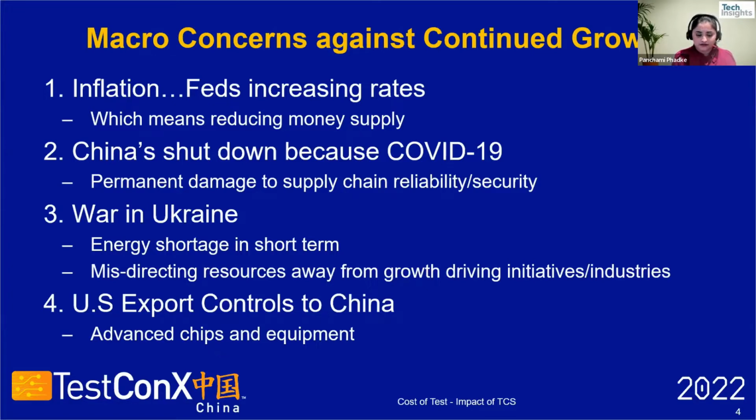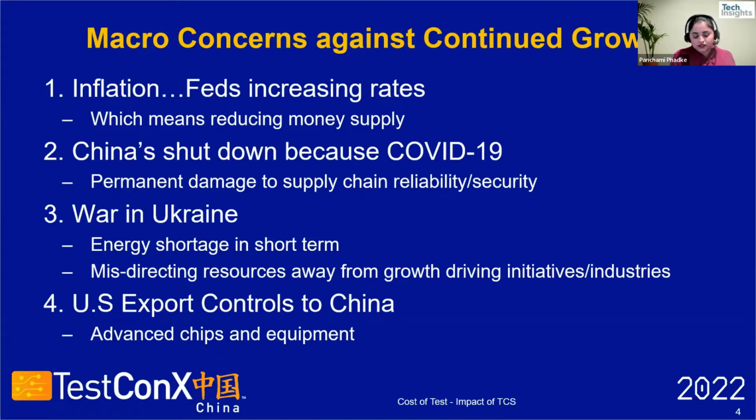There has also been a lot of disruptions in supply chain and production due to China's zero-tolerance COVID policy, even with very small outbreaks. And it has caused a lot of trade and supply chain issues about reliability and security with the rest of the world. Unfortunately, the war in Ukraine is not helping as well. Russia has choked off the supply of natural gas, which might result in energy shortage in short term. And redirecting resources away from growth-driving industries is definitely going to be a problem in the long term.